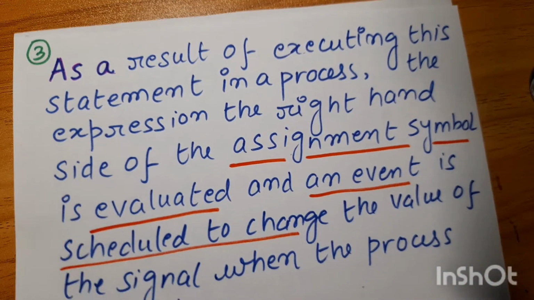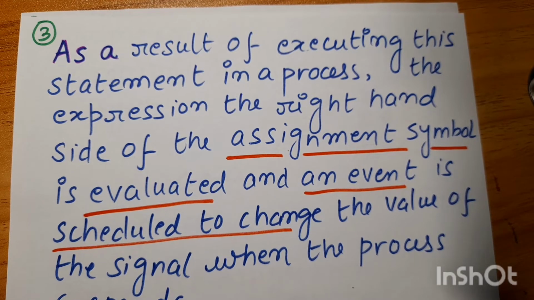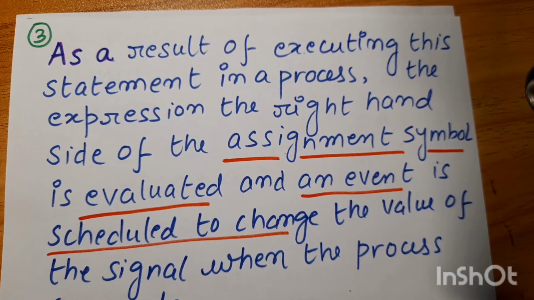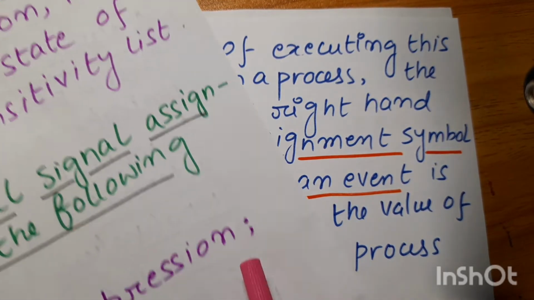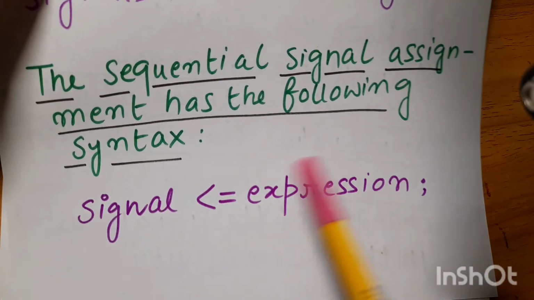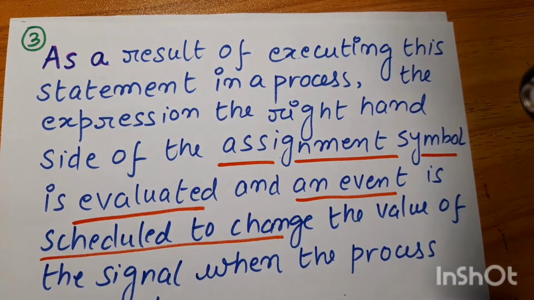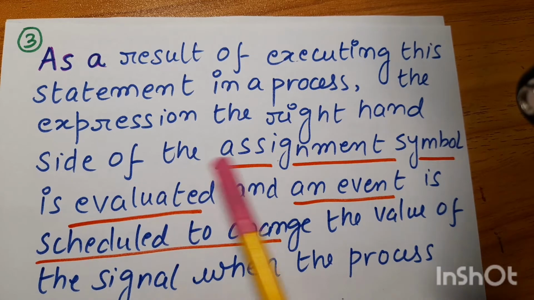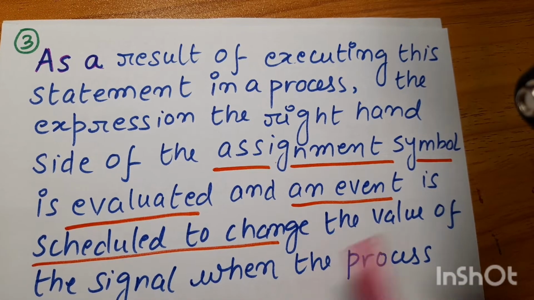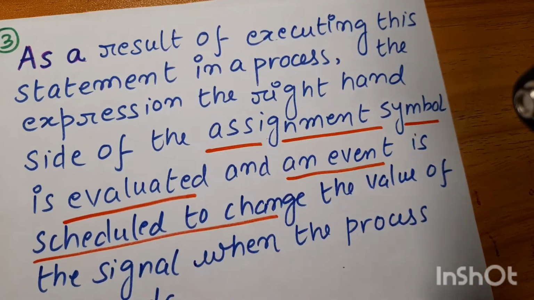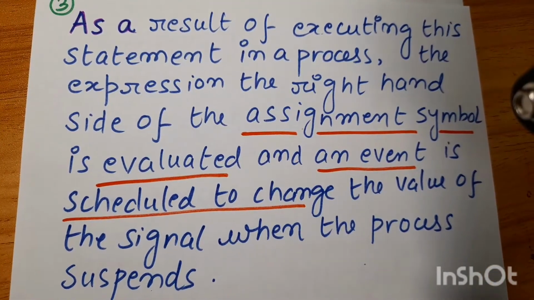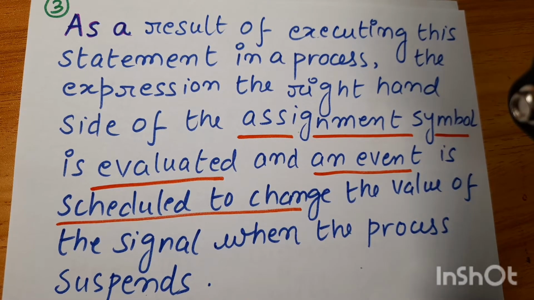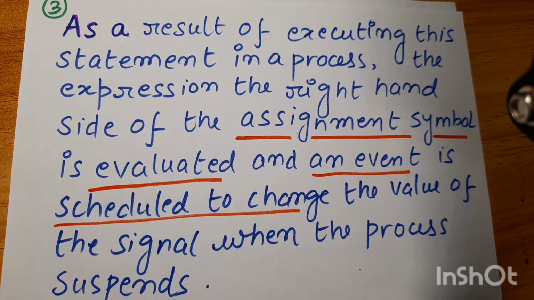As a result of executing the signal assignment statement which I showed in a process, the expression that is on the right hand side of the assignment operator is evaluated. The expression is evaluated and an event is scheduled to change the value of the signal when the process suspends. So the signal's value is not updated when the process is running. The left hand side is updated only when the process suspends.